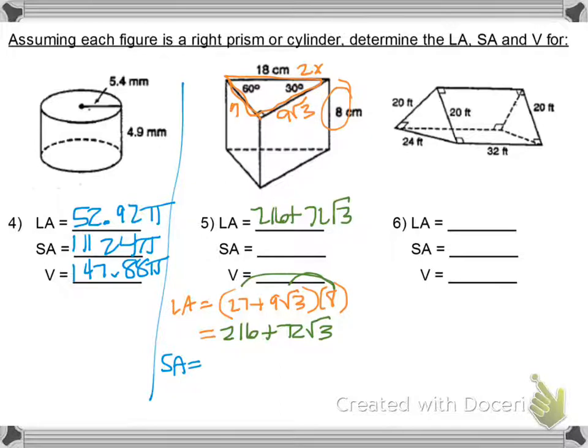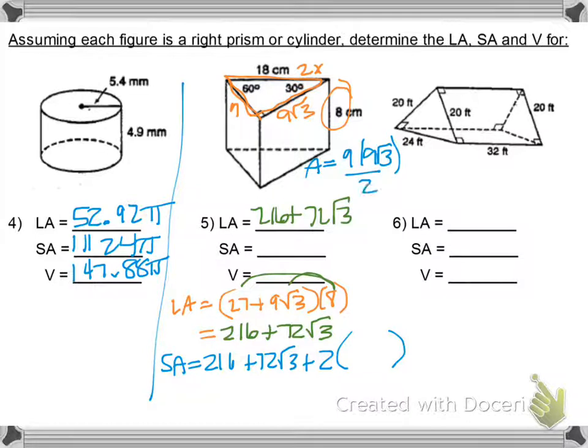which is going to be what we just got, 216 plus 72 root 3, plus we need to get the area of the bases. And so the area of our base here would be base times height, which would be 9 times 9 root 3 over 2. And this just gets yuckier and yuckier. But I'm going to put it as a decimal because it's just easier to plug in. So it would be 40.5 square root of 3 when you do that.